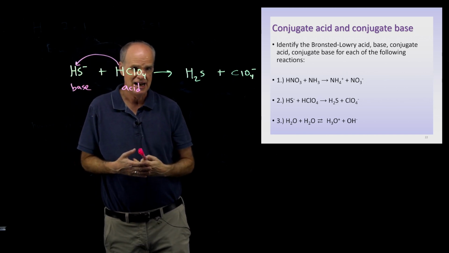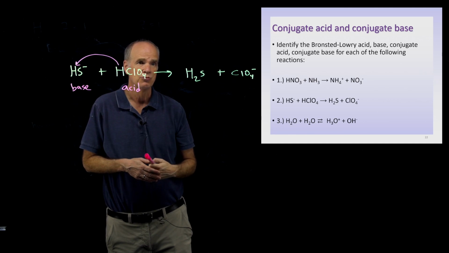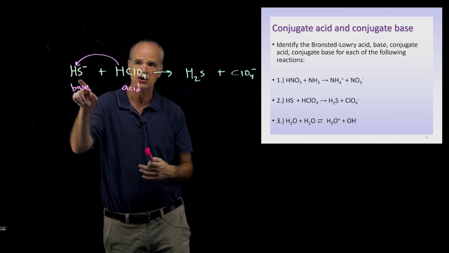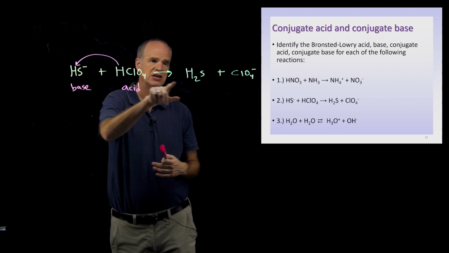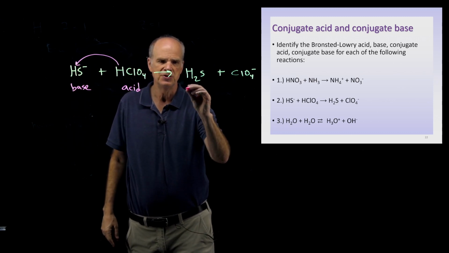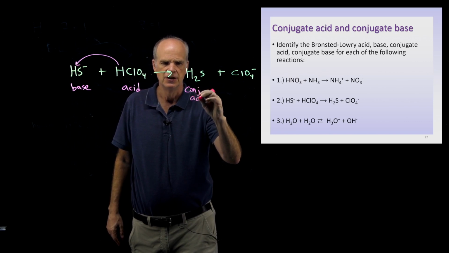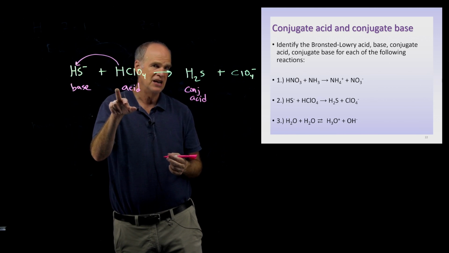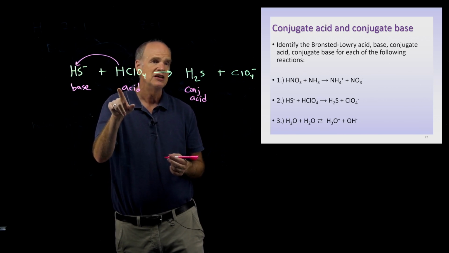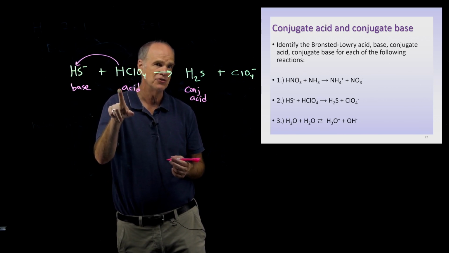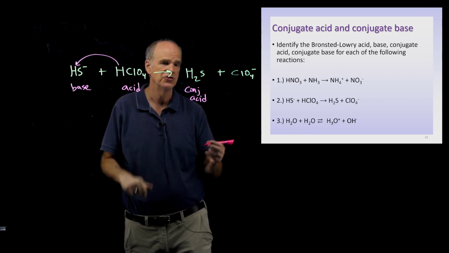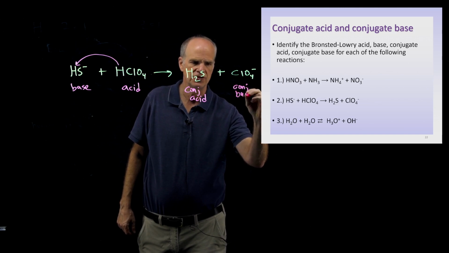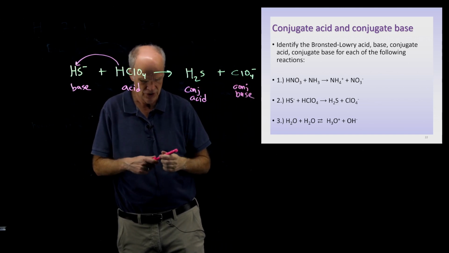Okay, conjugate acid. The conjugate acid is what results when the base receives the proton. So here's the base, it's getting the proton, it becomes H2S, and so this will be the conjugate acid. And then the other molecule, well, that would be the conjugate base, right? Because you might recall the conjugate base is what the acid becomes after it loses its proton. So here it's losing its proton, so this is the conjugate base. Okay, so let's do one more.